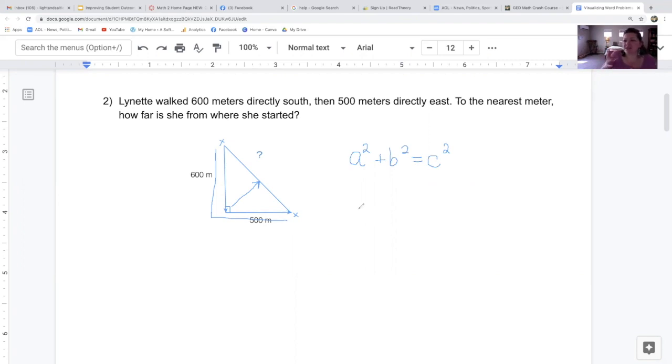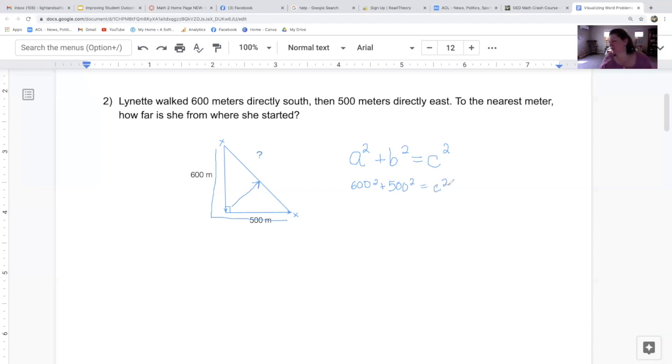So A and B are these legs, and it doesn't matter which one's which. I'll just go ahead and plug it in. So I'll plug in 600 for A. So I get 600 squared. I won't drop my square. I won't drop my plus. And I also know what B is. That other leg is 500 meters long. So I need to square that. And then that whole jazz will be equal to c squared.